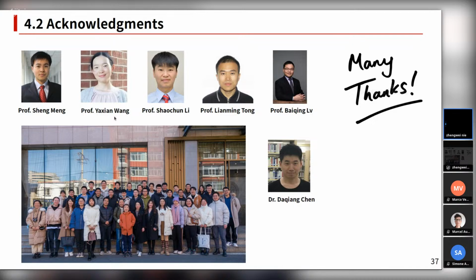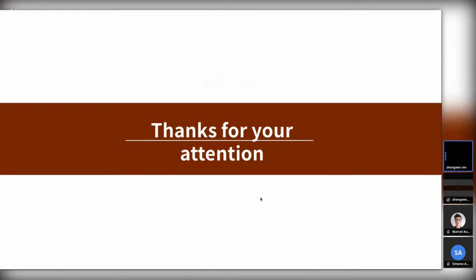They are both very excellent researchers. Professor Li, Professor Tong, and Professor Li are my experimental collaborators. They have very advanced equipment, and I learn a lot from them. And Dr. Chen is my groupmate, and he helped me a lot in the past few years. Here are my groupmates, and many thanks to them. Thank you for your attention.